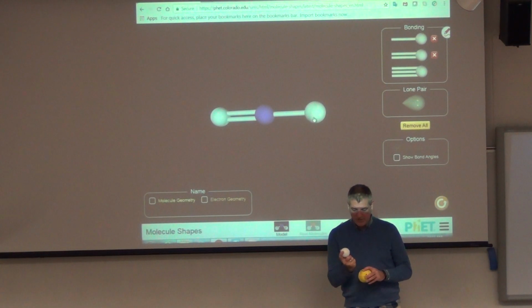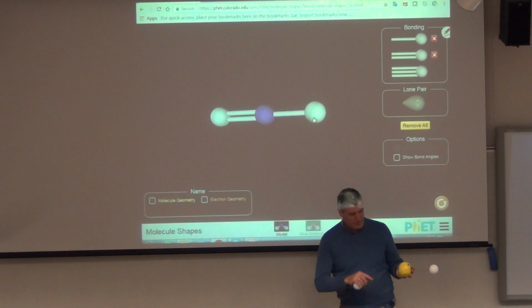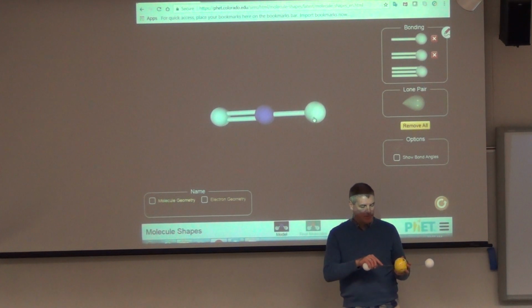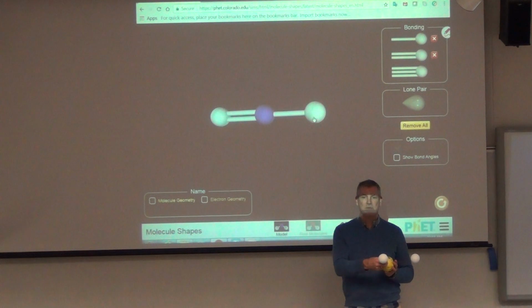Why would the electron cloud on the left be completely opposite of the electron cloud on the right, as opposed to being, say, here or here? What are the electron clouds made of? Electrons, which have what kind of a charge?